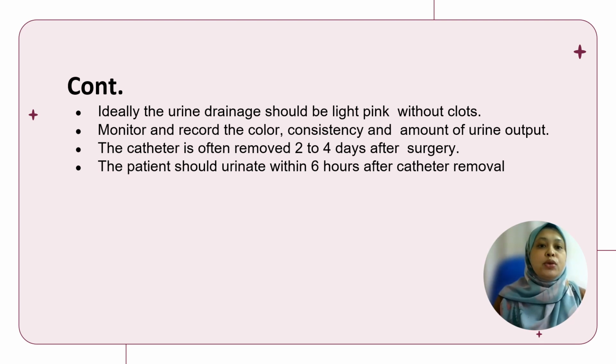So ideally, the urine drainage should be light pink without clots, and monitor and record the color, consistency and amount of urine output. And the catheter is often removed 2 to 4 days after surgery, and the patient should urinate within 6 hours after catheter removal.